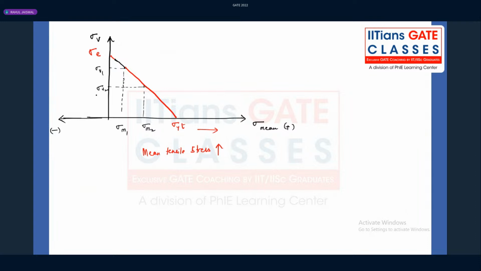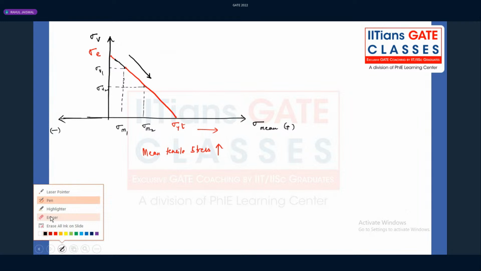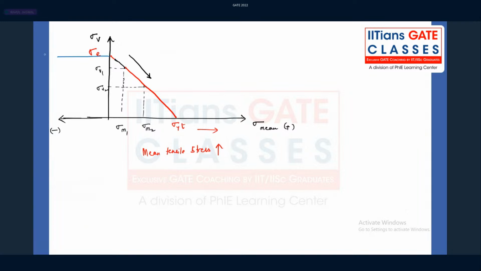You can see, guys, as we keep on increasing the mean tensile stress, the chances of failure are more and more. Why? Because this graph is going in the downward direction. That means endurance strength keeps on decreasing. But the moment you apply the compressive stress, what will happen? You keep on applying the compressive stress, there will not be any effect on endurance strength. It will be constant.